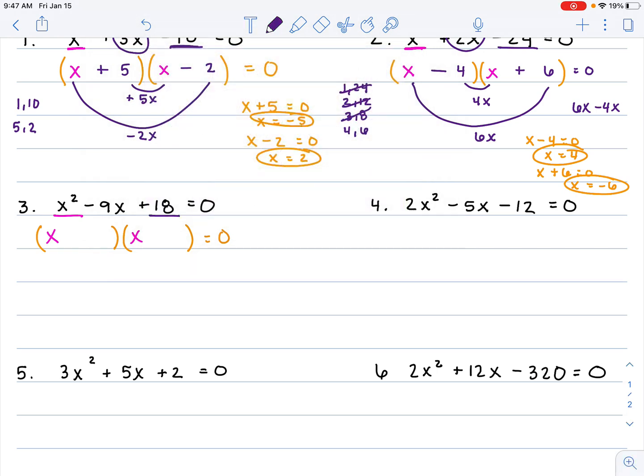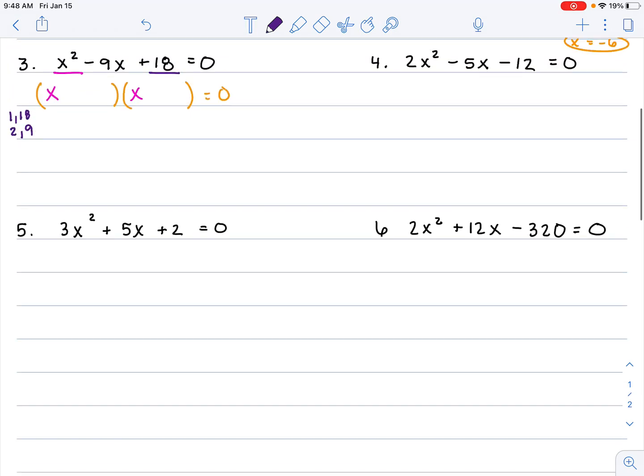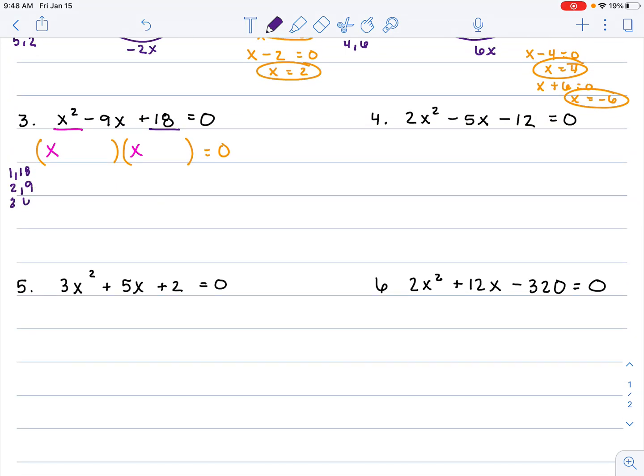What times what gives you 18 but gets to negative 9? So think of 18. I've got 1 and 18. I don't think I can make that into 9. I've got 2 and 9. I don't think that could get me to 9 either. And I've got 3 and 6. I think 3 and 6 I can get to 9 somehow.